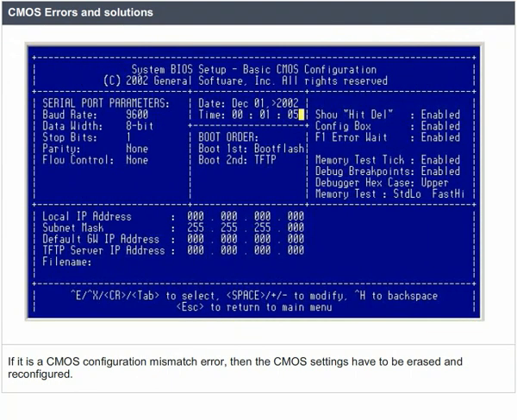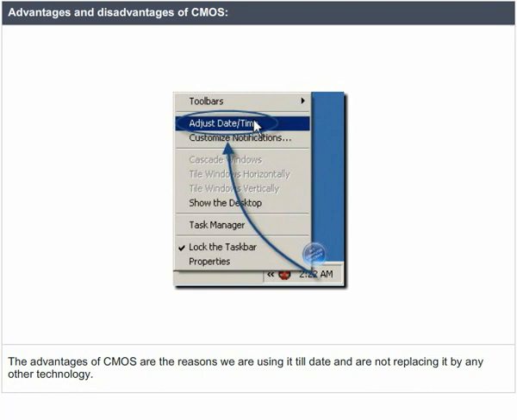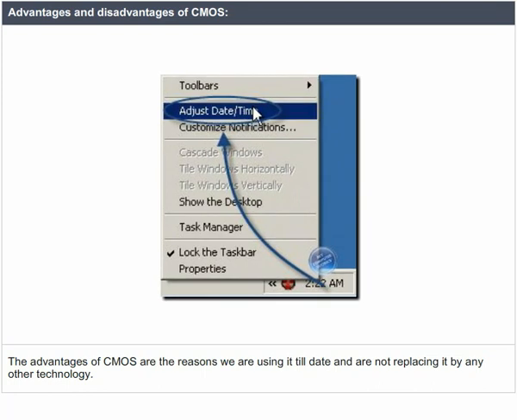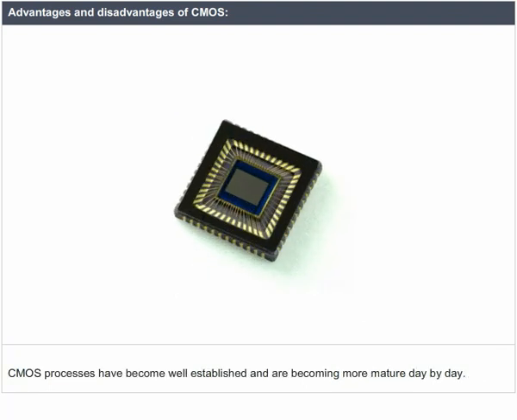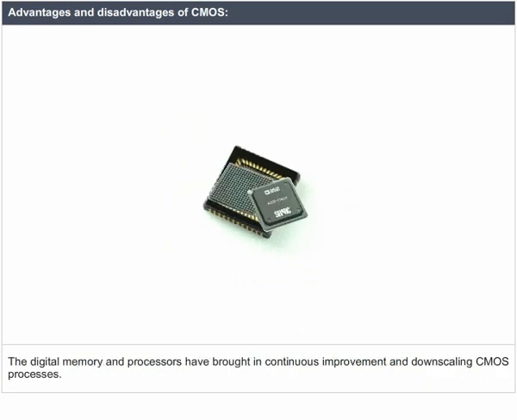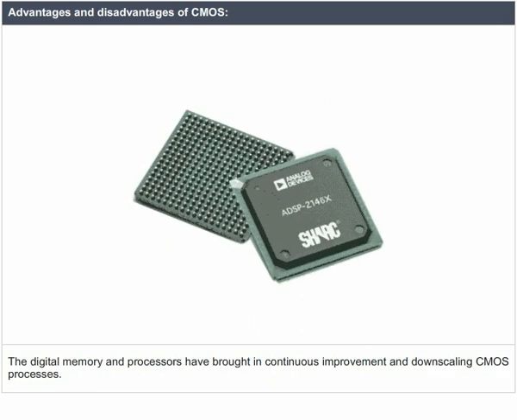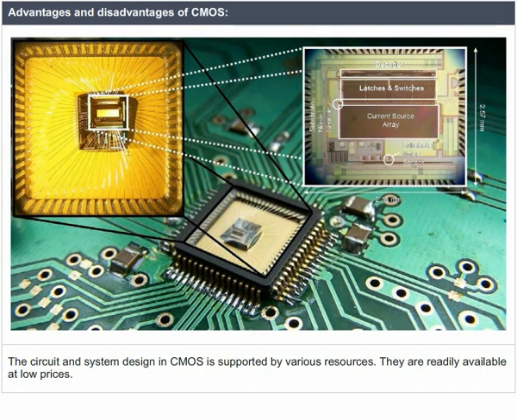Advantages and disadvantages of CMOS. The advantages of CMOS are the reasons we are using it till date and are not replacing it by any other technology. CMOS processes have become well established and are becoming more mature day by day. The digital memory and processors have brought in continuous improvement and downscaling of CMOS processes. The circuit and system design in CMOS is supported by various resources. They are readily available at low prices.